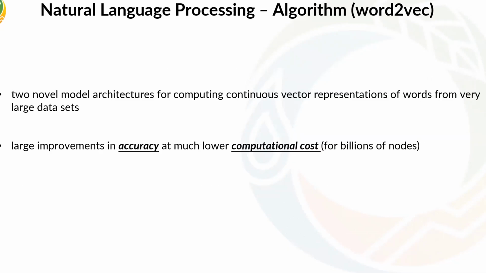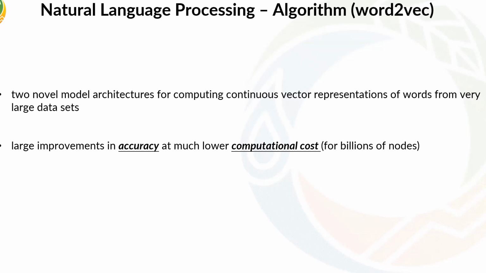The word-to-vec algorithm proposed two novel model architectures for computing continuous vector representations of words from very large data sets. So data sets of up to billions or even trillions of words in it. And they use some text input data, such as you can think of Wikipedia text data or Google corpus text data.